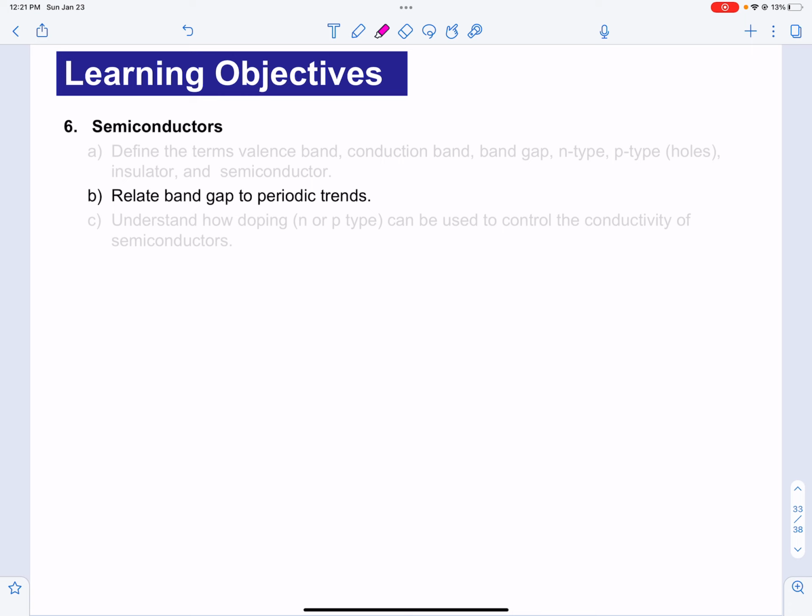So that's what we just did. We related the band gap to a periodic trend. What periodic trend? The radius or the size. By relating it to the resulting bond length, strength, and energy.